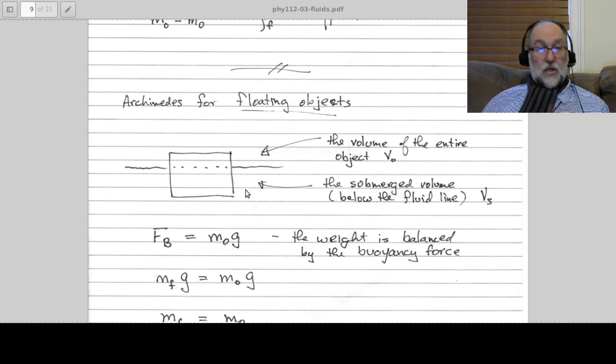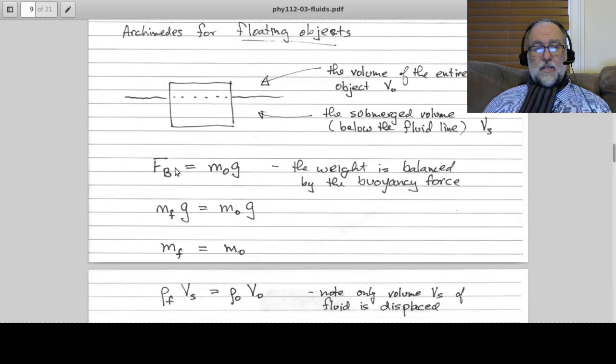Now, we need two volumes here. The first volume we're going to call VO. It's the volume of the object. It's what we've been using up till now. And we're going to need VS, which is just the submerged volume. So it's whatever part of the volume of the object is below the fluid line. So again, VO is the entire volume, and VS is just the volume that's submerged, okay?